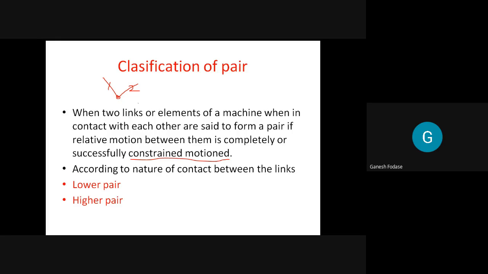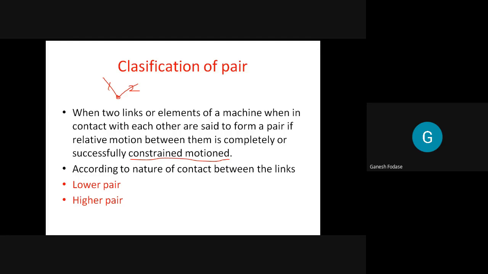It takes place in a definite direction. There is some definite motion. There is some constrained motion. And if these two elements are connected in such a way that there is completely or successfully constrained motion, then I can call it a pair. So a pair is formed between link 1 and link 2. So a pair is nothing but a combination, a joint of link 1 and 2. Don't just call it a joint, because in a pair there may be different joints.